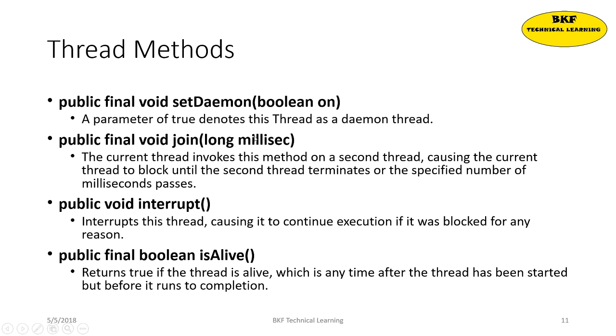The join method, which takes a long parameter. The current thread invokes this method on a second thread, causing the current thread to block until the second thread terminates or the specified number of milliseconds passes. The interrupt method interrupts this thread, causing it to continue execution if it was blocked for any reason. The isAlive method returns true if the thread is alive, which is any time after the thread has been started but before it runs to completion.